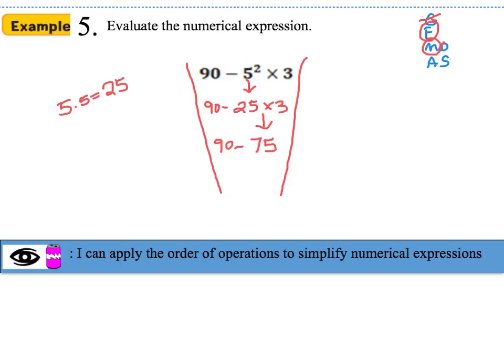So I don't have any more division, and I don't have any addition. But I do have subtraction. So I'm going to subtract 90 minus 75, and my final answer becomes 15. So if I did not use the order of operations, then I would not have gotten 15 as my answer.